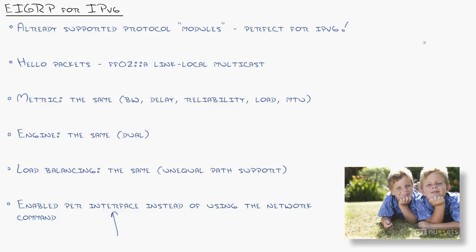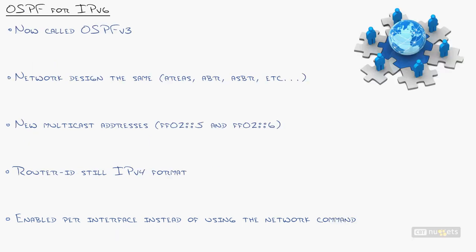So that is EIGRP for IPv6. Okay, let's take a look at OSPF. OSPF for IPv6 is now called OSPFv3. Probably guessed it. OSPFv2 was the one for IPv4. I'm sure the thought just entered your mind just like it did mine. So what was OSPFv1 for? I don't know.